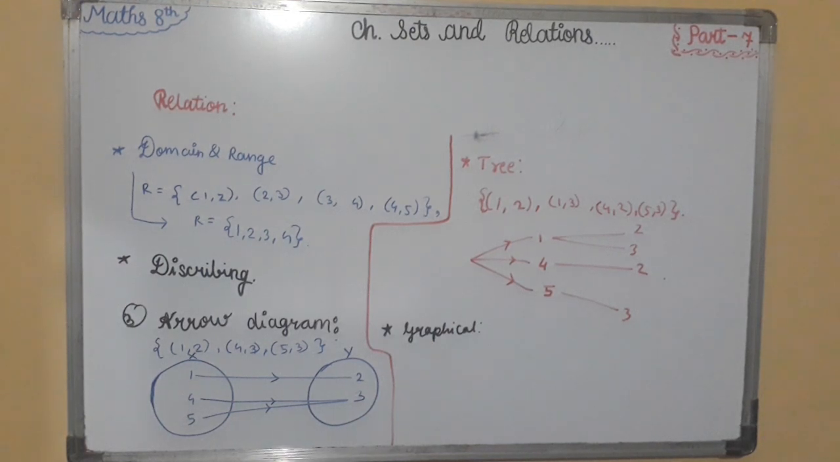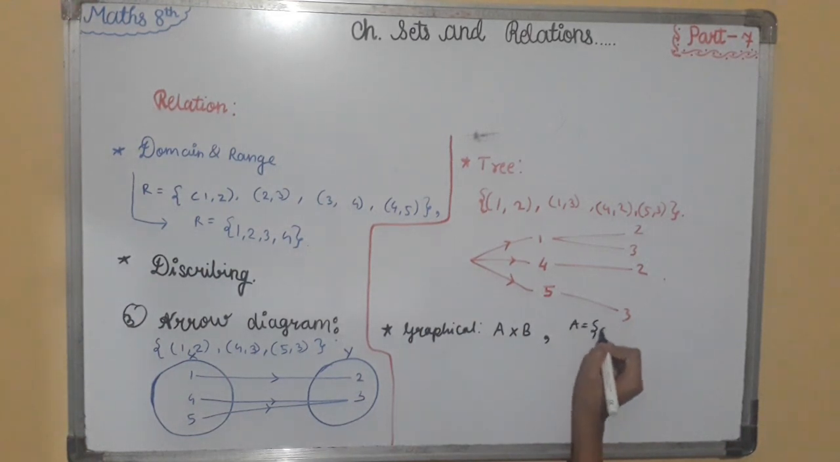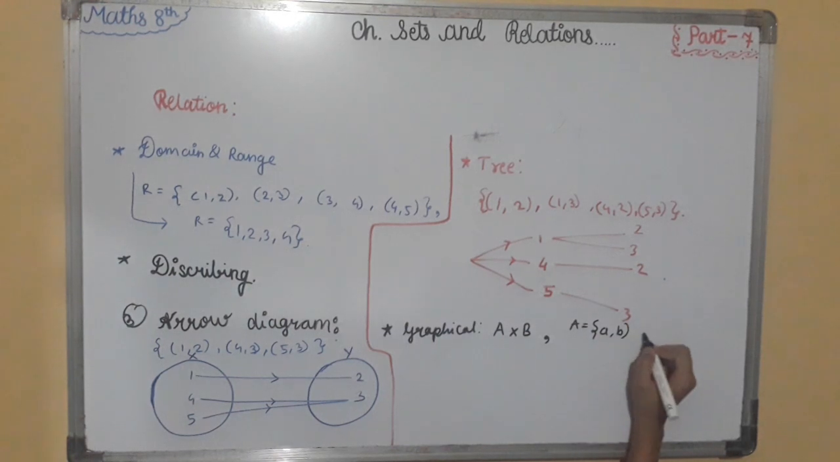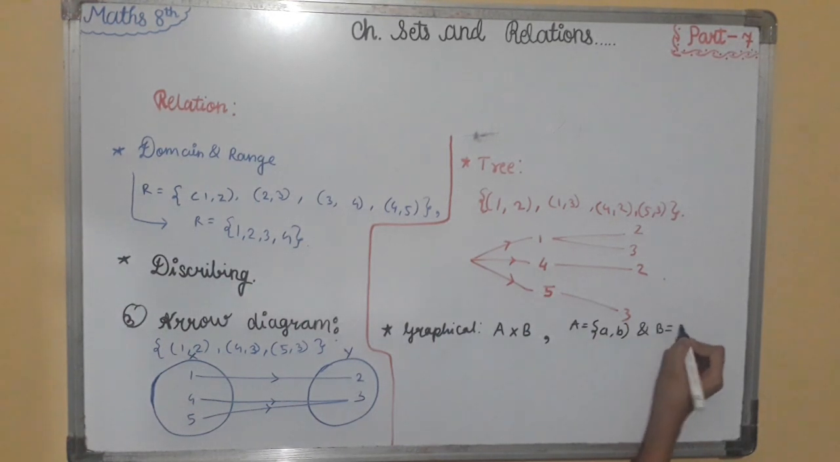And the fifth one is graphical representation. The product set A cross B, this sign is called the cross sign, of two sets A and B, provided they do not contain too many elements, can be represented on a coordinate plane. For that, let A be equal to {a, b} and B be equal to {x, y, z}.